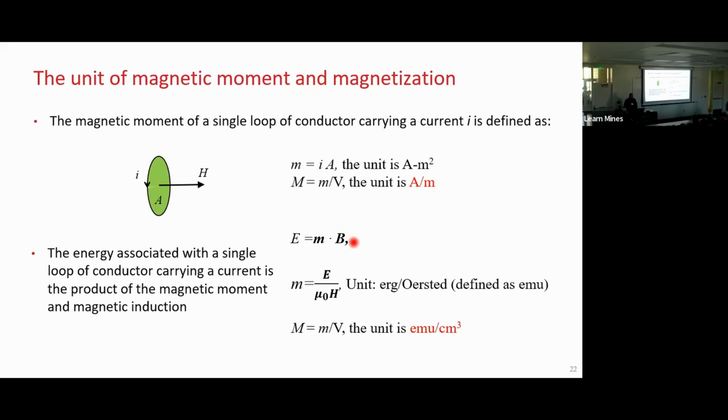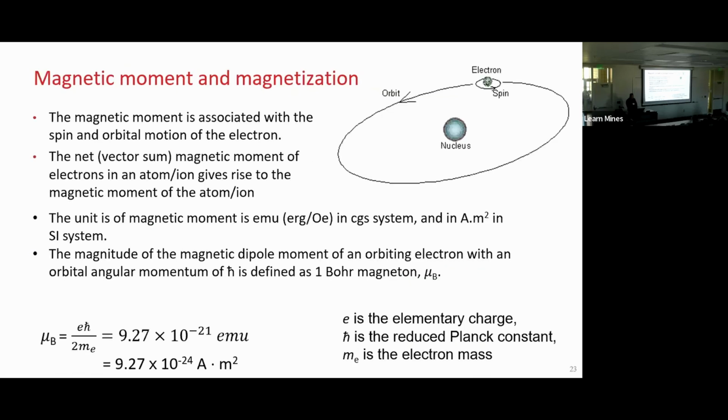The energy is the moment times your induction. So if we know the energy unit is erg, and your field is Oersted, and then divide the two, that's the unit of your magnetic moment. That's the CGS unit. We typically use the EMU, which is just electromagnetic unit. So magnetization in the CGS unit is EMU per cubic centimeter, versus the SI unit, amperes per meter. This is the fundamental origin of those numbers.